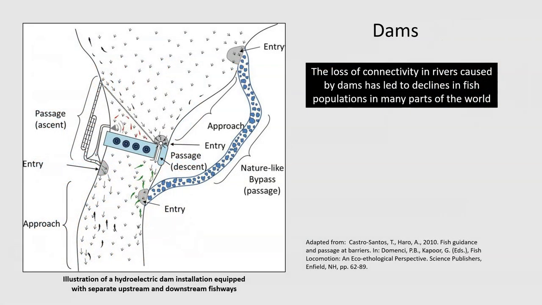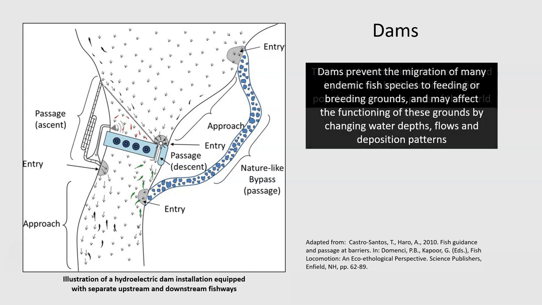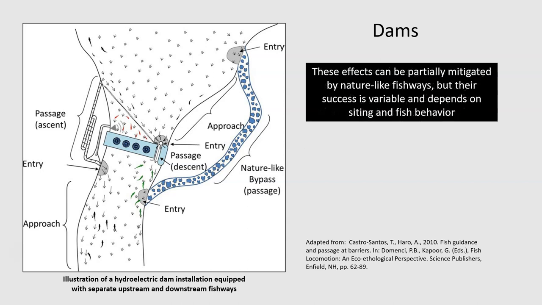The loss of connectivity in rivers caused by dams has led to declines in fish populations in many parts of the world. Dams prevent the migration of many endemic fish species to feeding or breeding grounds, and may affect the functioning of these grounds by changing water depths, flows, and deposition patterns. These effects can be partially mitigated by nature-like fishways, but the success of these is variable, and depends on siting and fish behavior.